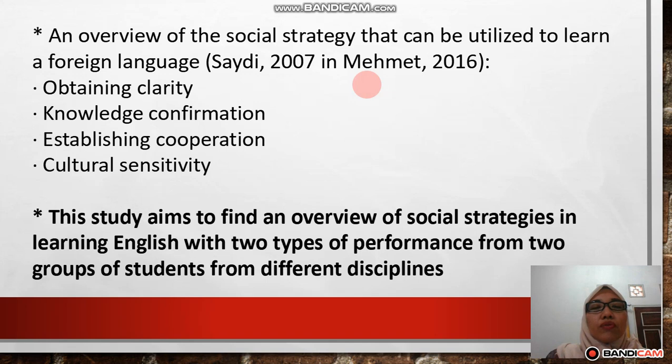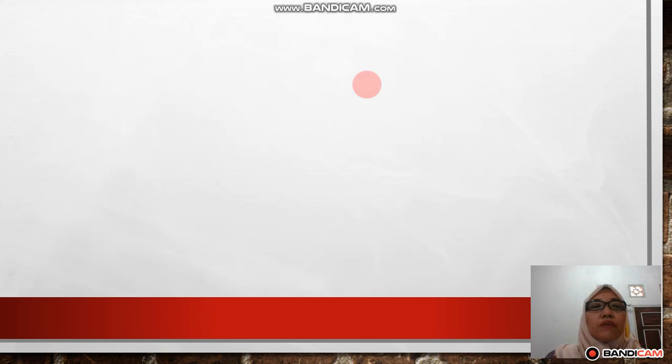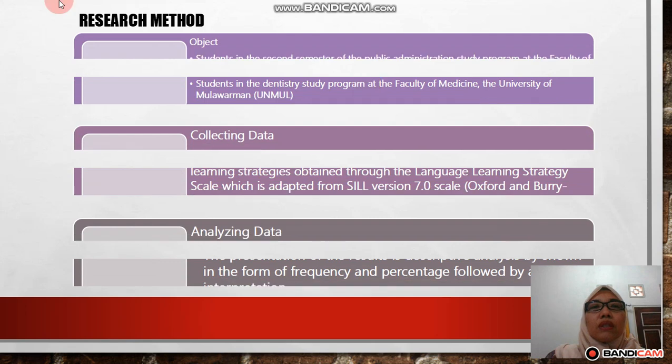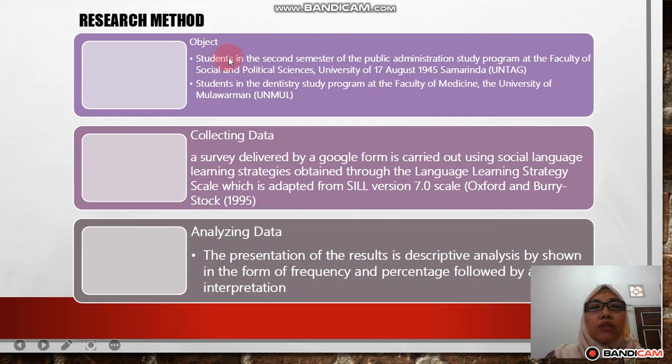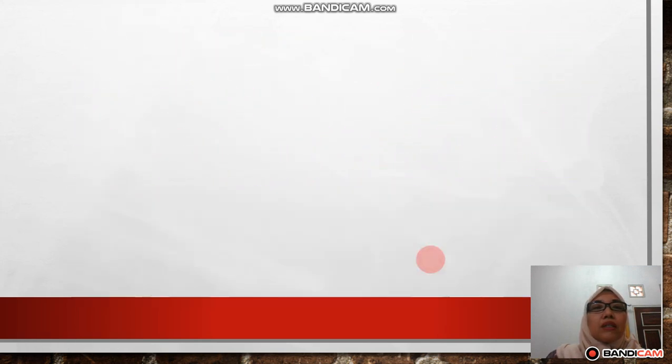So this study aims to find an overview of social strategy in learning English with two types of performances from two groups of students from different disciplines. For the methods, the objects are students from two universities, collecting data by using the SILL version 7.0 scale, by making a Google form and delivering it to the students. In analyzing the data, the presentation of the result is descriptive analysis. And the results here, the findings, I tried to display one by one.